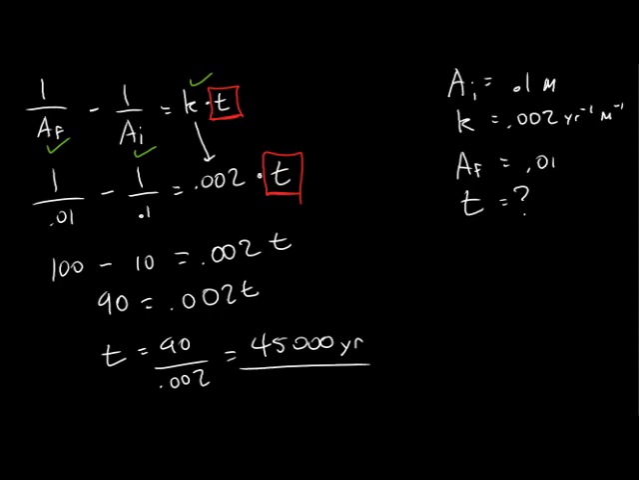Therefore, it will take 45,000 years for our molarity to drop from 0.1 down to 0.01. And so this is how you can use the integrated rate laws for both first order and second order.